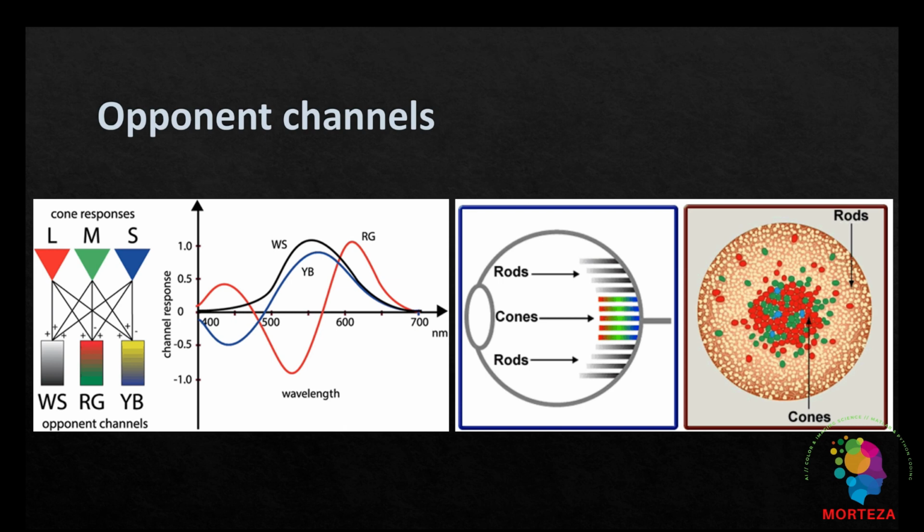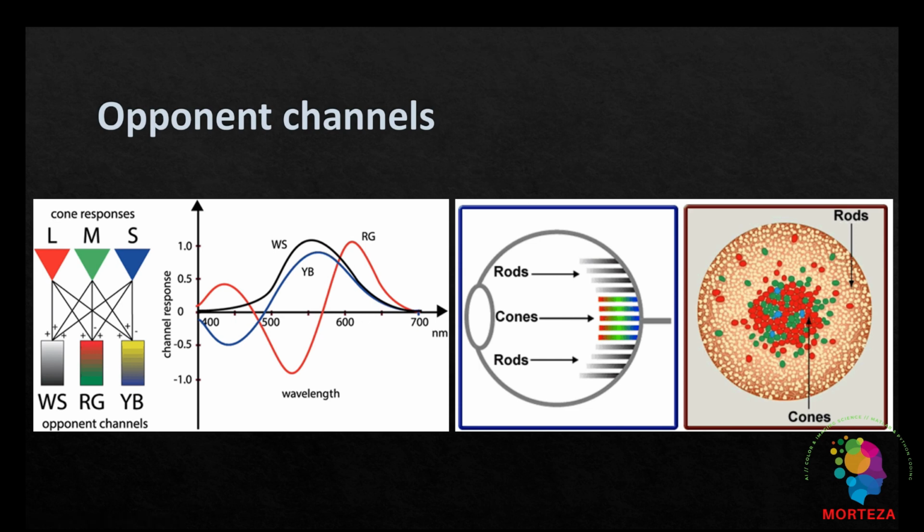You can also see the sensitivities that are both negative and positive, which results from the interaction of the three cone receptors forming opponent signals, as shown here.